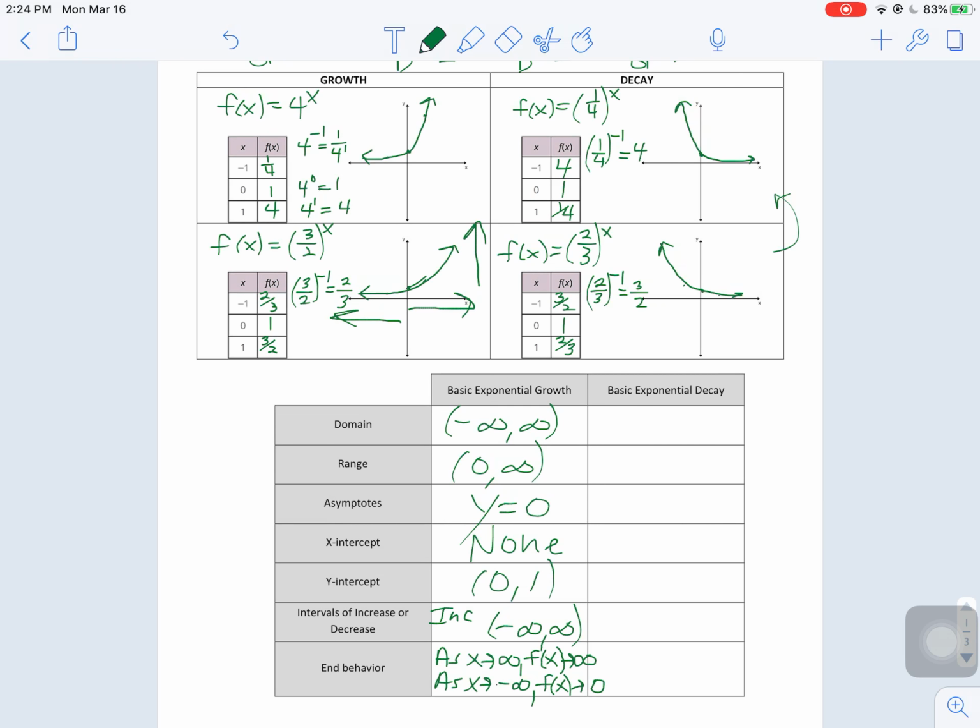Pause the video and try filling out the second column for your basic exponential decay graphs. Now that you've tried the basic exponential decay graphs, check your answers.